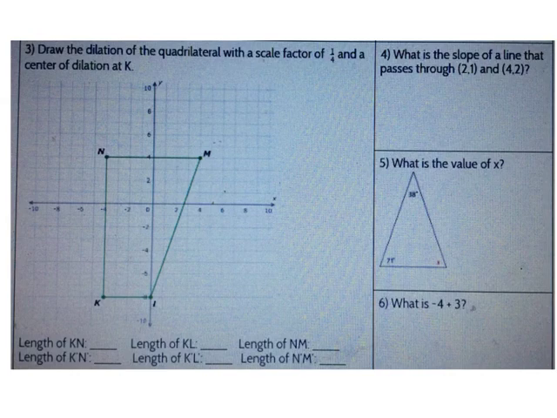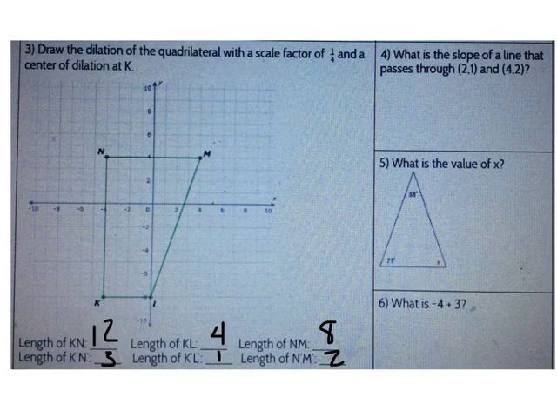Now let's draw the dilation of the quadrilateral with a scale factor of 1/4 and a center of dilation at K. First, what is the original length of KN? It's 12. What is the original length of KL? It's 4. What is the original length of NM? It's 8. Now, to find the length of the new sides, I can multiply them each by the scale factor. What is the length of K prime, N prime? Well, 12 times 1/4 is 3. What is the length of K prime, L prime? 4 times 1/4 is 1. What is the length of N prime, M prime? 8 times 1/4 is 2.